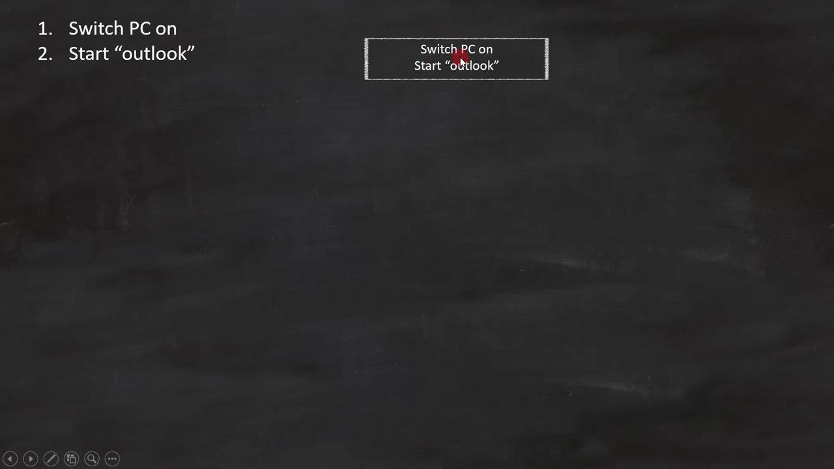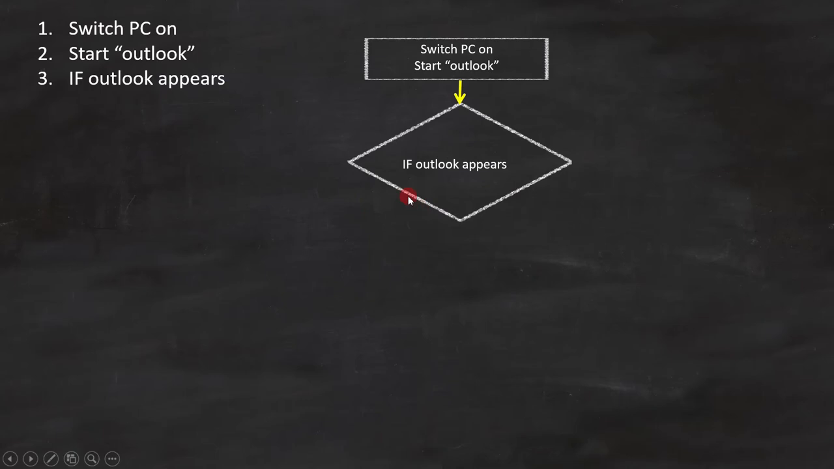Here, line number 1, switch PC on, and line number 2, start Outlook, are statements. We can represent them like this in the flowchart. Now let's see line number 3. If Outlook appears, this is a condition, and we can represent it like this in a flowchart. Since it is a condition, we shall get minimum 2 outcomes.